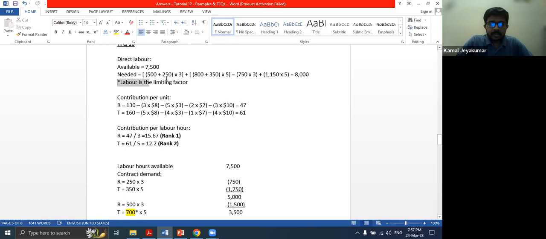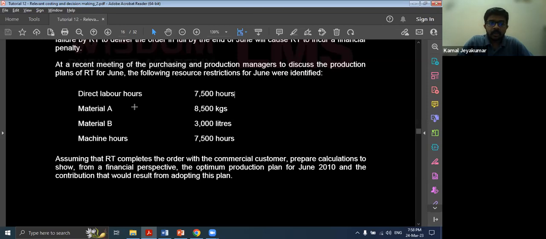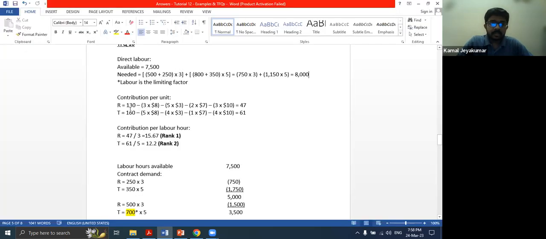Now in this question, we were lucky. The first thing that we looked for is the limiting factor. But sometimes, let's say for example, this answer was 7,000. Then you have 7,500 available, but the needed hours is only 7,000. So then that's not the limiting factor. You have to move on to the next resource and calculate, and like that you have to check for everything else, right? But in this question, we have already found the limiting factor, it's labor. That's step number 1, to calculate what the limiting factor is.